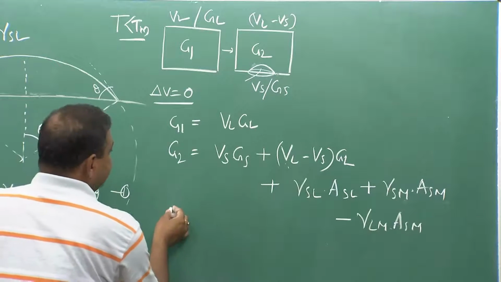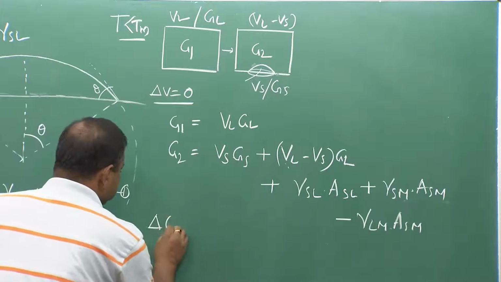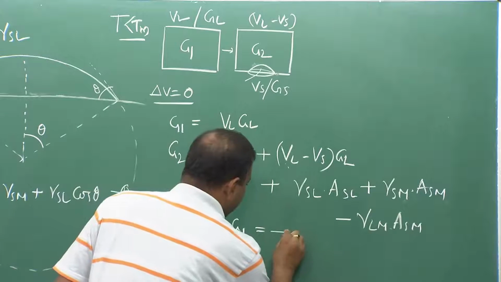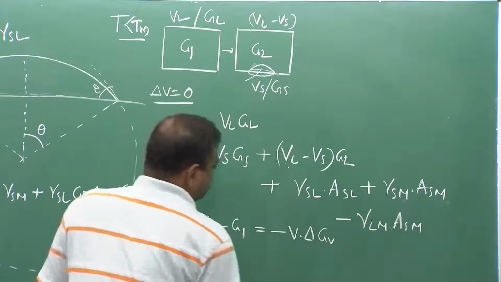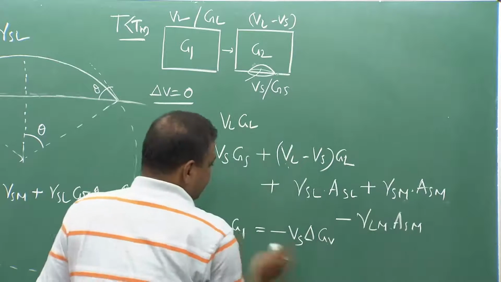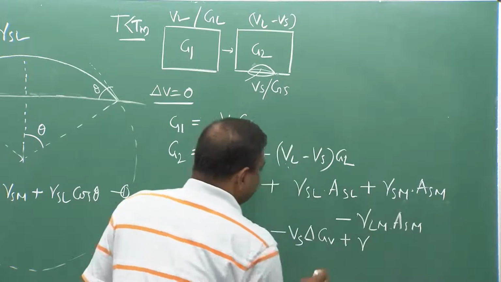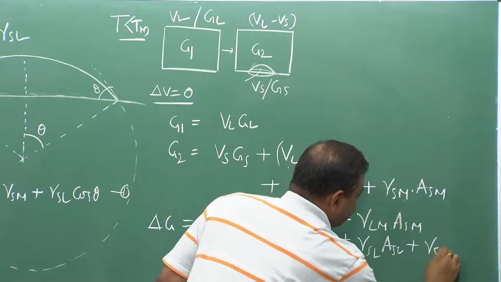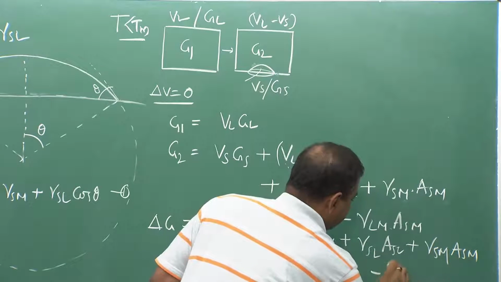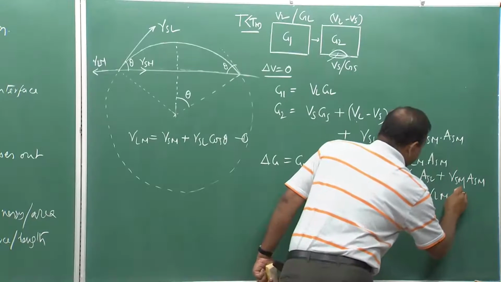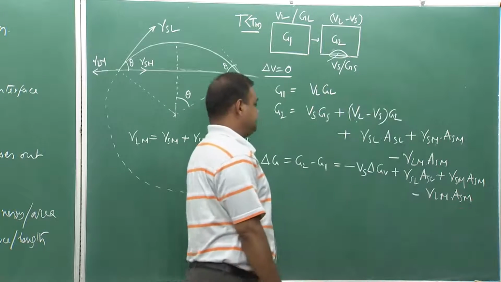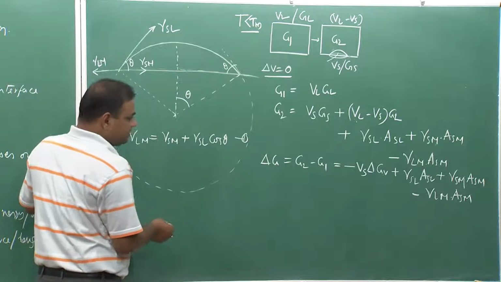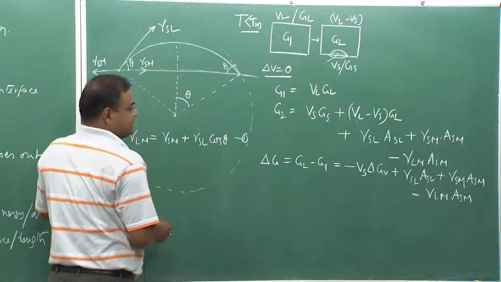Now, finally, if I try to see what the free energy change would be, the way we have calculated, it is G 2 minus G 1 equal to minus V. If you do that, you will see this is V s, plus gamma S L A S L, plus gamma S M A S M, minus gamma L M A S M. Now, since we have this expression, we can replace gamma L M as well as gamma S M with gamma S L.